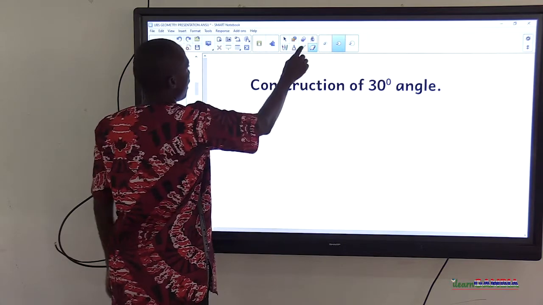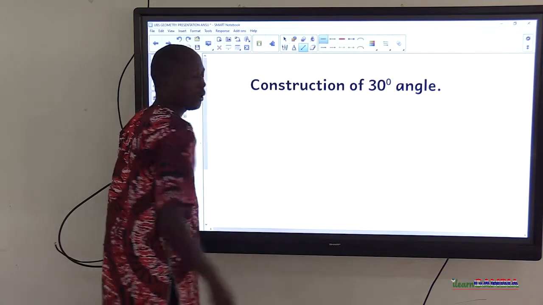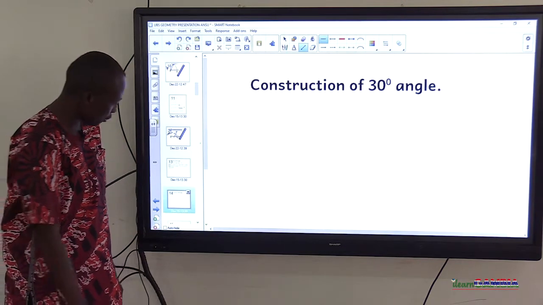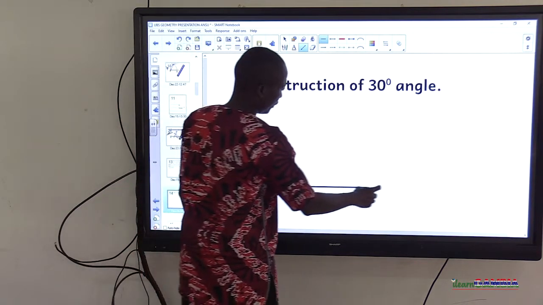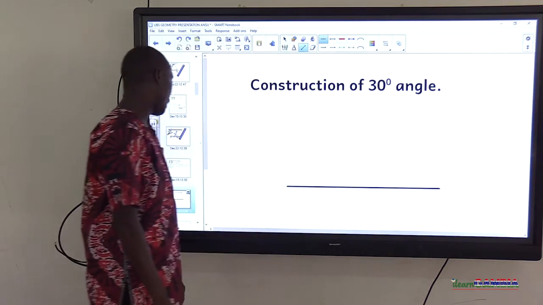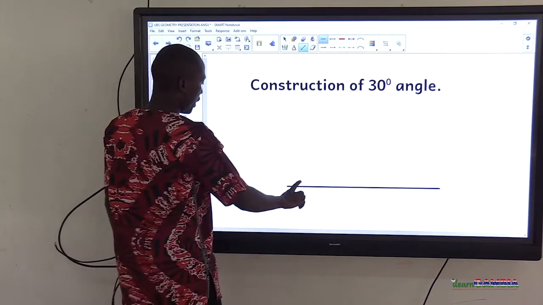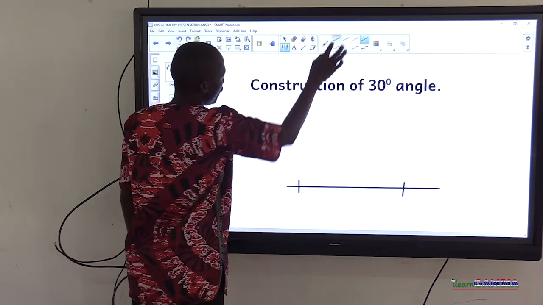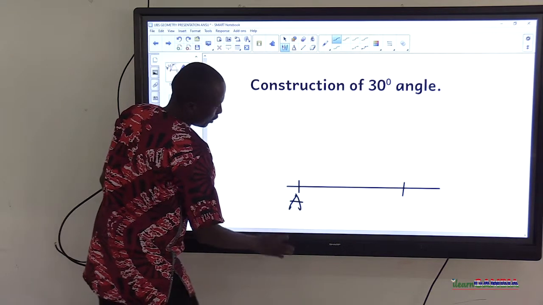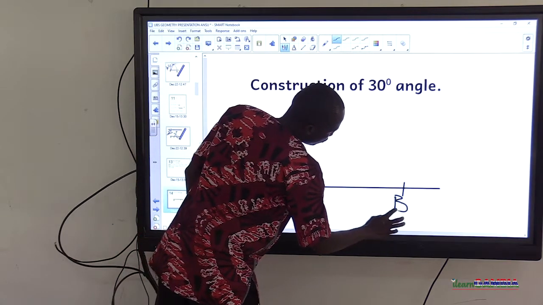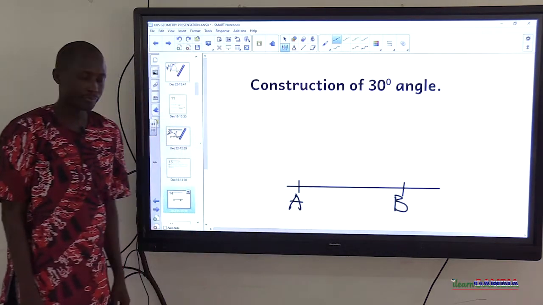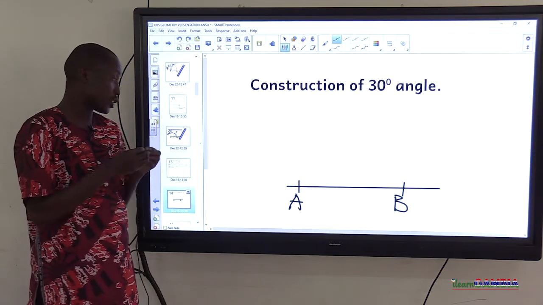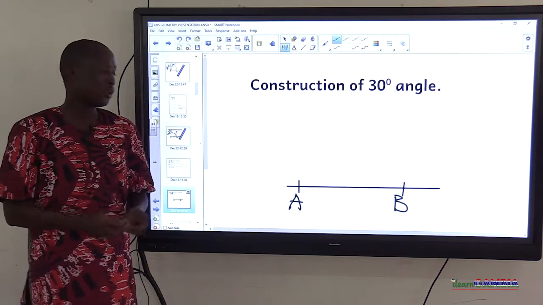The steps are this. First, draw one arm of the angle that you are going to construct. I'll mark 2 points on it. I will refer to this one as point A, and this other point, I will refer to as point B. I want to construct an angle of 60 degrees because that's the first thing I am supposed to do.